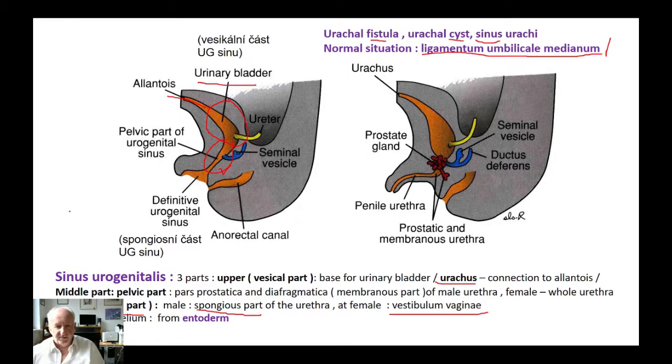So please, the sinus urogenitalis has three parts. So the vesical part, the pelvic part, and the phallic part.